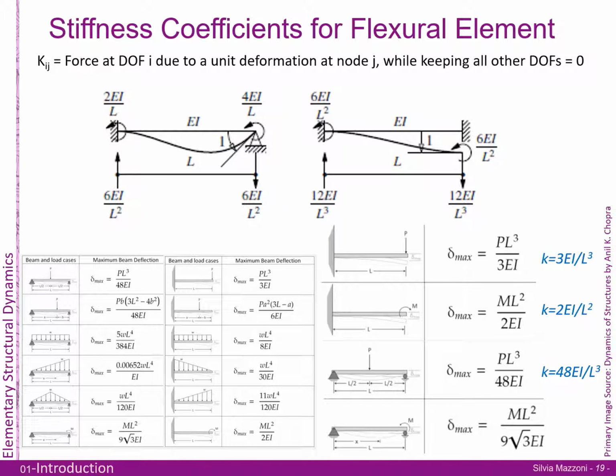Okay, what I have here is the definition of a stiffness coefficient: the force at degree of freedom i. So K sub ij is the force at degree of freedom i due to a unit deformation at degree of freedom j, while keeping all the other degrees of freedom equal to 0. So here's an example, and these are the two basic systems, okay?